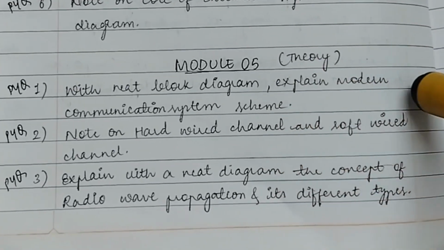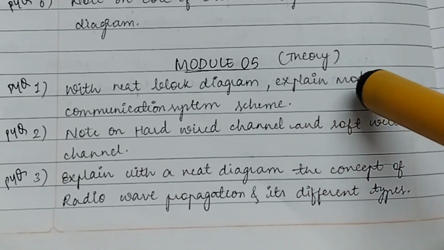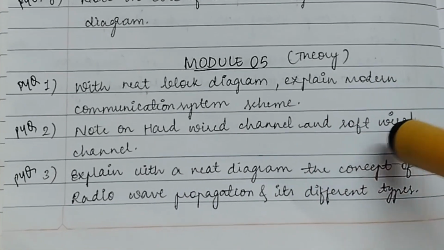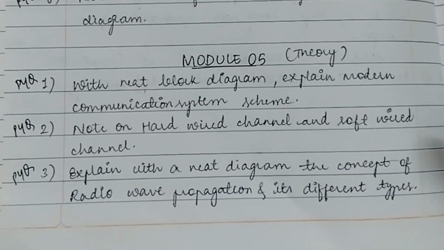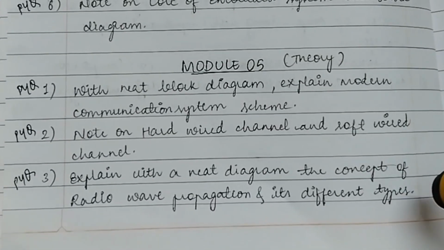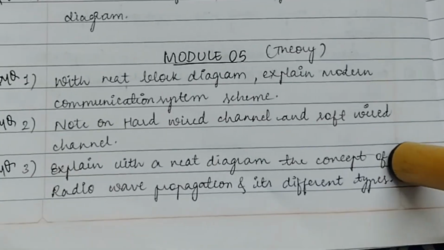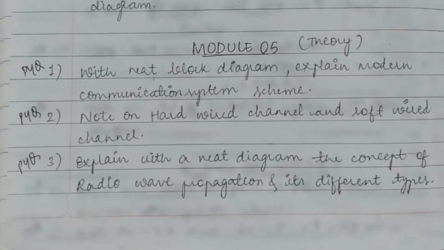With neat block diagram, explain modern communication system scheme. Then next question is note on hardwired channel and soft-wired channel. Third question is explain with a neat diagram the concept of radio wave propagation and its different types. It's very interesting and it's an important question as well.